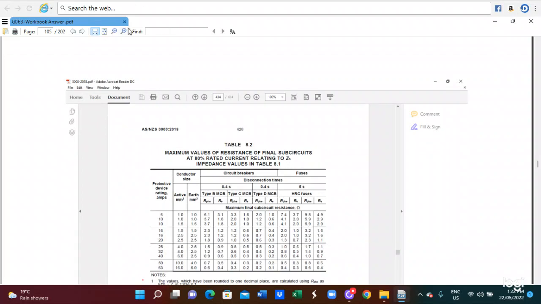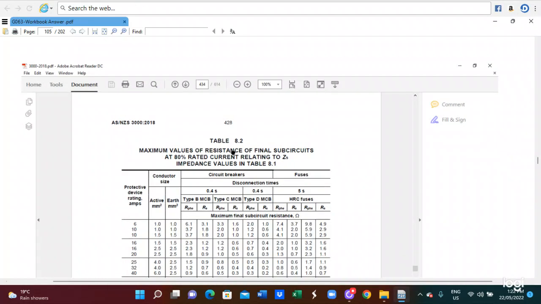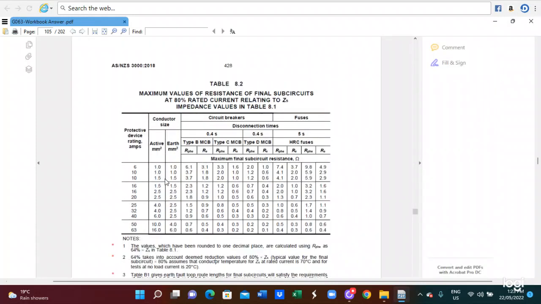So in this case, you also have to follow the 5x8x2 minimum value of the resistance of the final circuit. So this is what many are value of it. This is a final circuit. You also refer to this table.